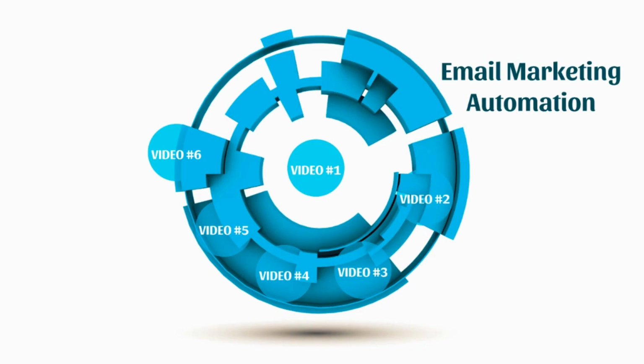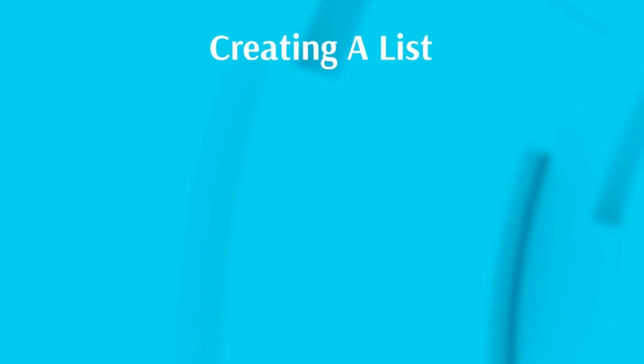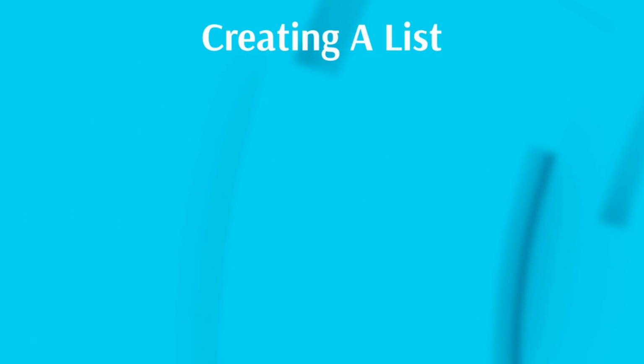Welcome to video number 6, and we're going to start getting technical. I'm going to show you how to create a list within GetResponse. A list is basically the first step. You can think of it like your campaign, and some autoresponder services will actually use campaign as the name of the list. So you'll see list, you'll see campaign, and it's pretty much all the same thing.